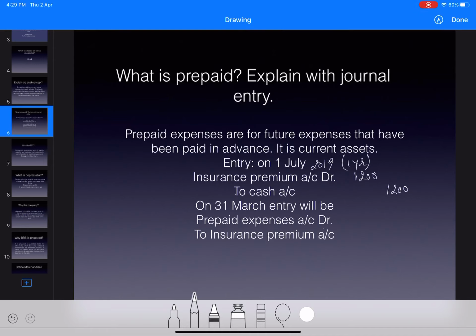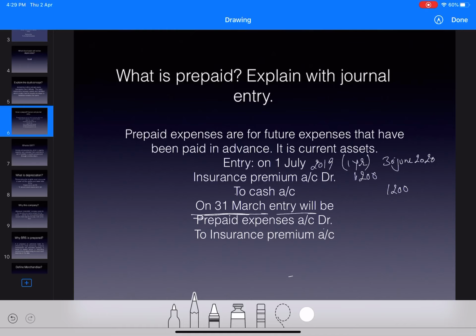So the entry is very simple: insurance premium account debit to cash account. Now I have paid for the whole year. It means I have paid till 30th June 2020. Now on 31st March when we close our books, at that time we have to make an entry because we have paid the insurance premium in advance.